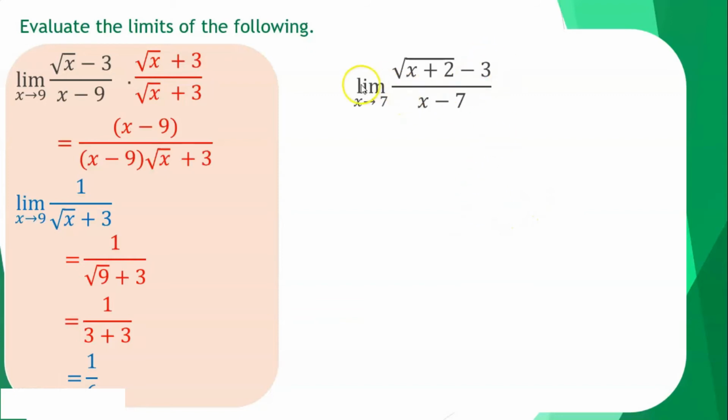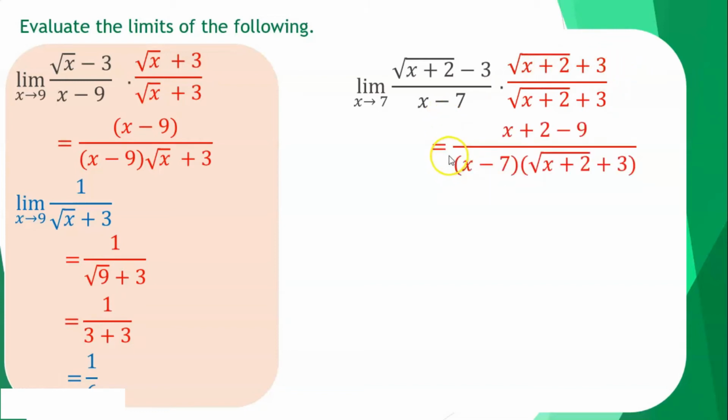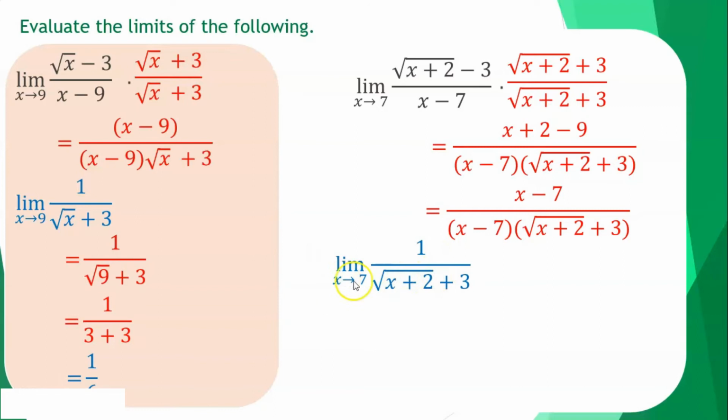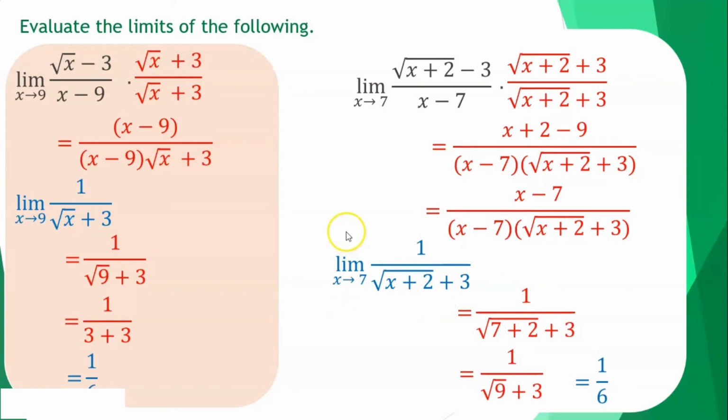Okay, another. This one, the limit of the square root of x plus 2 minus 3 over x minus 7 as x approaches 7. So again, multiply this with its conjugate, the square root of x plus 2 plus 3. Simplifying, x plus 2 times x plus 2 would be x plus 2, then negative 3 times 3 would be negative 9. Take note, 2 minus 9 would be negative 7. At this point, we can cancel this, and we're left with the limit of 1 over the square root of x plus 2 plus 3 as x approaches 7. Substituting, we end up with 1 over 6.